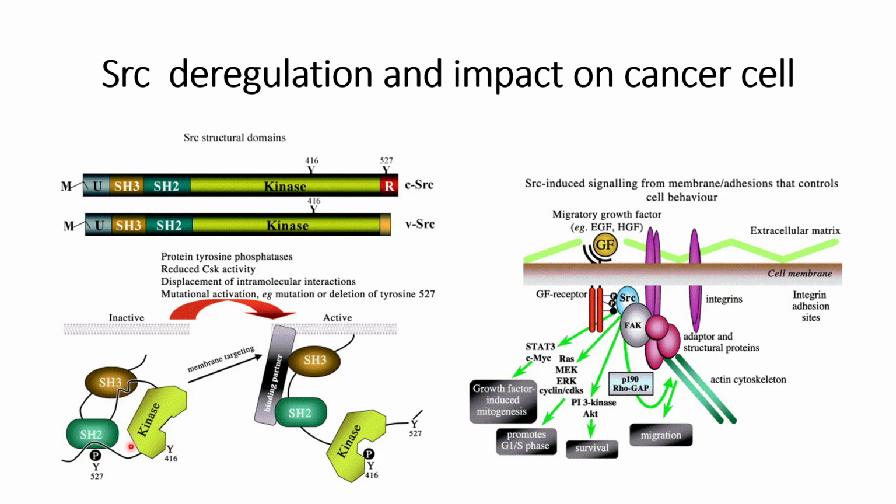That is, in the inactive form, the kinase region interacts with the SH3 and SH2, but when SH3 and SH2 bind with this binding partner at the cell membrane, it leads to the activation of the kinase, and this kinase can act as receptors in order to trigger further intracellular signaling pathways.